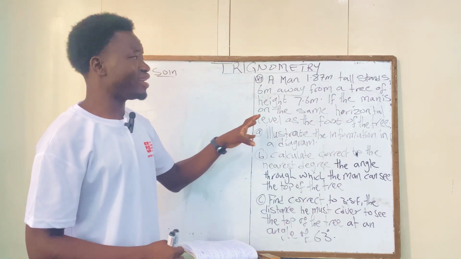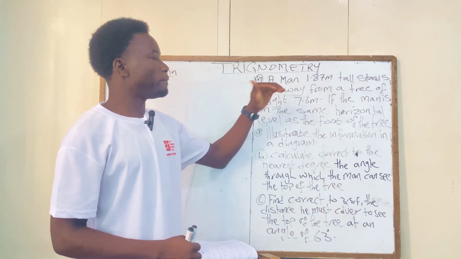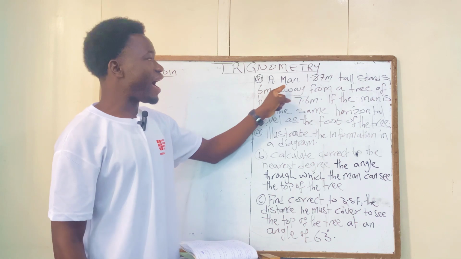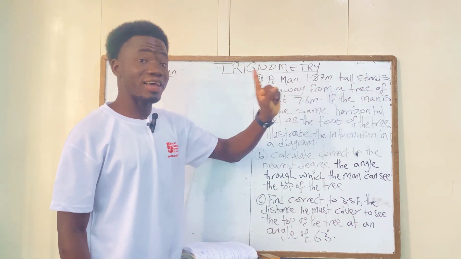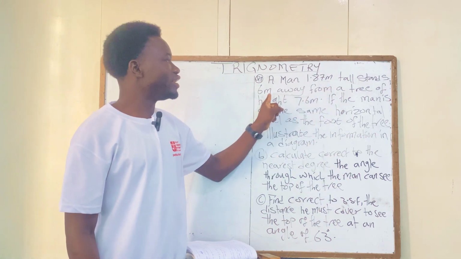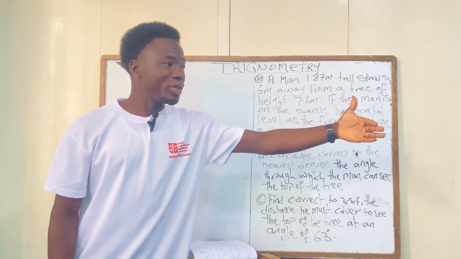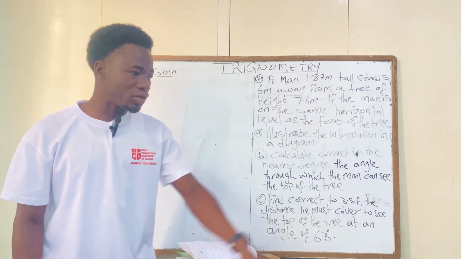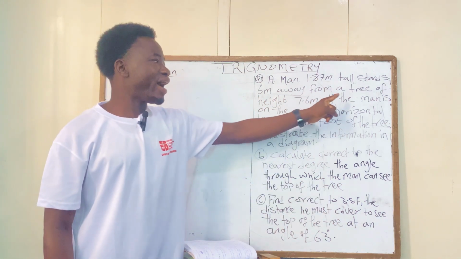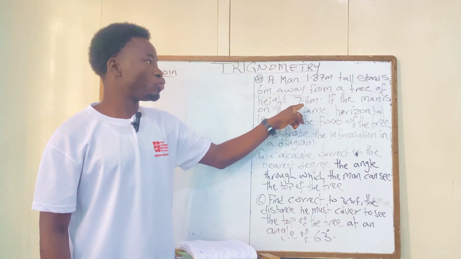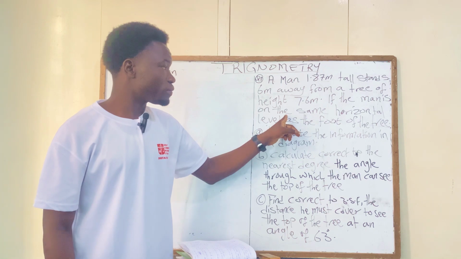Now, this question, you have to analyze it systematically, taking note of the values that are given. The height of the man is 1.87 meters. And the distance he's standing away from the tree, when you measure the horizontal ground, is 6 meters. And the height of the tree is also 7.6 meters. Now, this information here is very important.